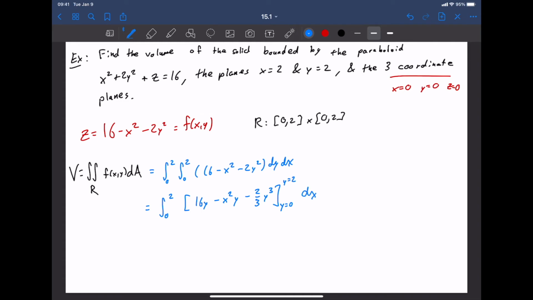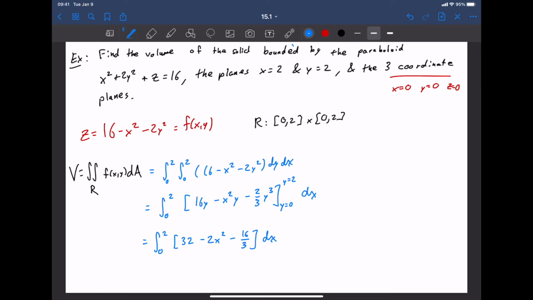Please be careful about plugging in 0. A lot of students assume you're all going to get 0, 0, 0. Do we in this case? Yes, because each of them just has a y in it. So when I plug in those 2's, I'm going to get 32 minus 2x squared minus 16 over 3 dx.